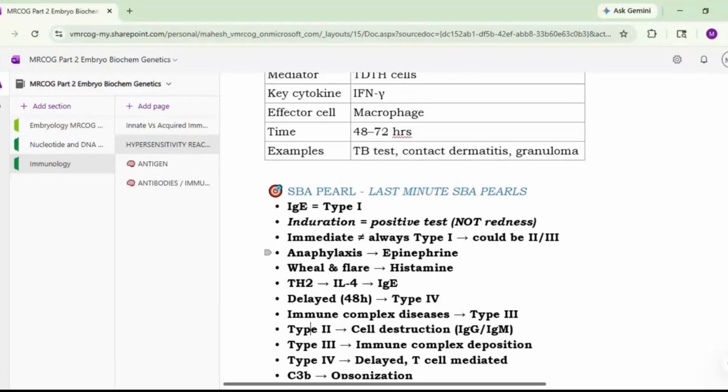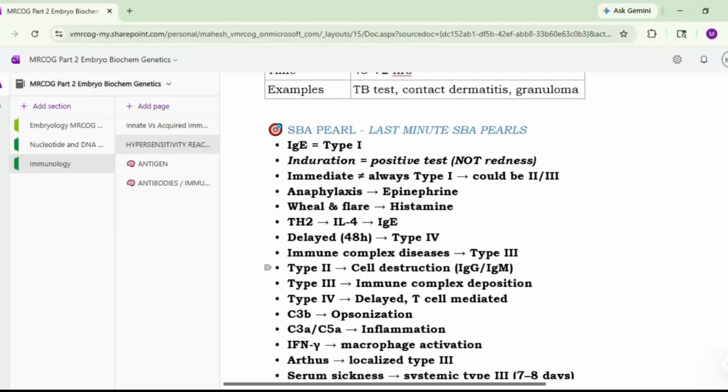Okay. Then anaphylaxis drug of choice is adrenaline. Wheal and flare is because of the histamine. TH2 will lead to interleukin 4, and that will lead to the production of IgE. Delayed hypersensitivity after 48 hours is type 4 hypersensitivity. Immune complex is seen in type 3 hypersensitivity. Type 2 is cell destruction via IgG or IgM. Type 3 is immune complex deposition. Type 4 is delayed T cell mediated.